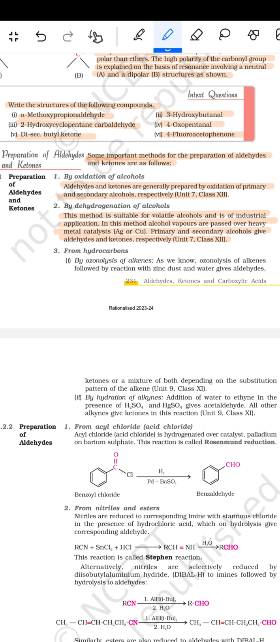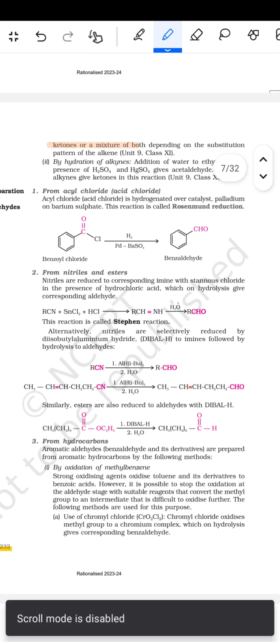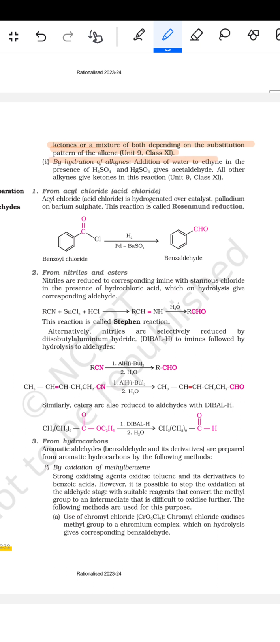Third is from the hydrocarbons by the ozonolysis of the alkenes. As we know, ozonolysis of the alkenes followed by the reaction with the zinc dust and water gives the aldehydes, ketones or a mixture of both depending on the substitution pattern of the alkene. By the hydration of the alkynes, addition of water to the ethyne in the presence of H2SO4 and HgSO4 gives the acetaldehyde. All other alkynes give the ketone in the reaction.